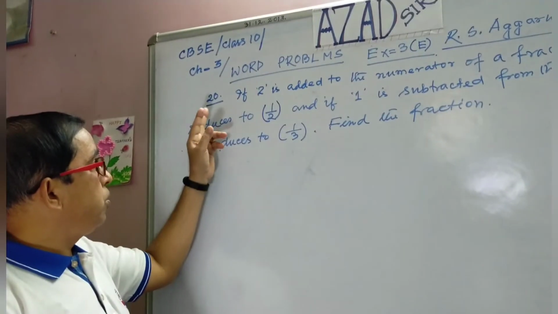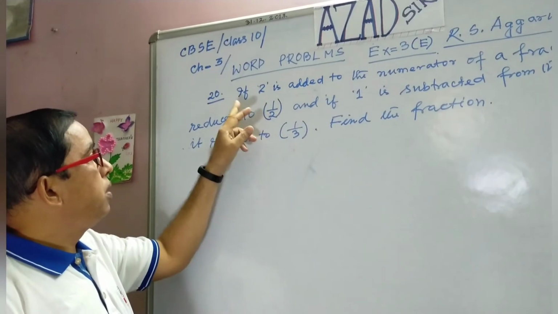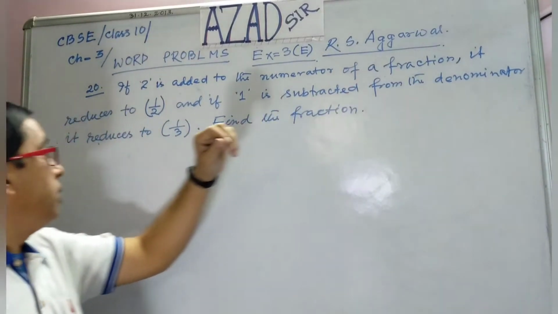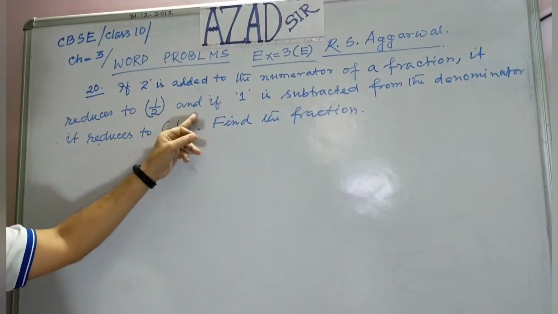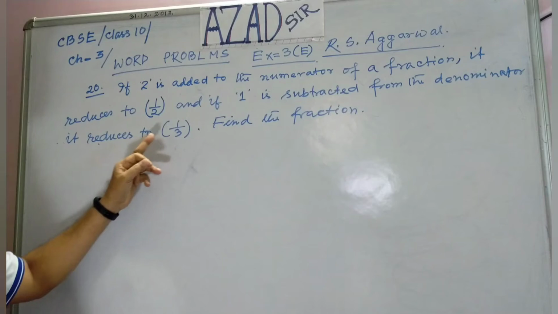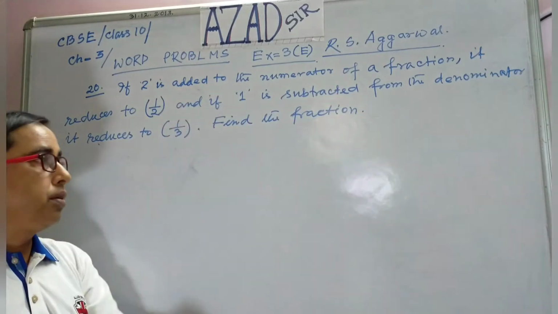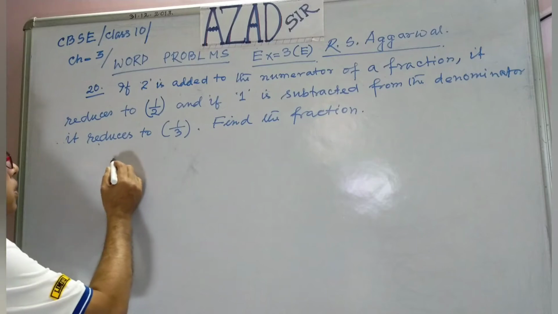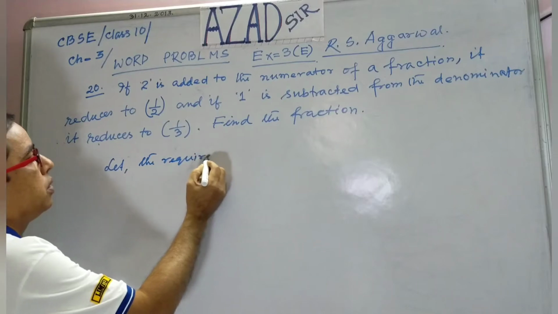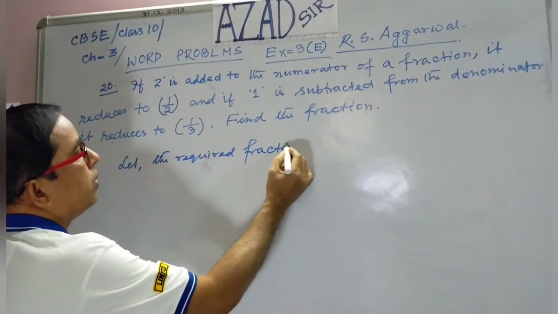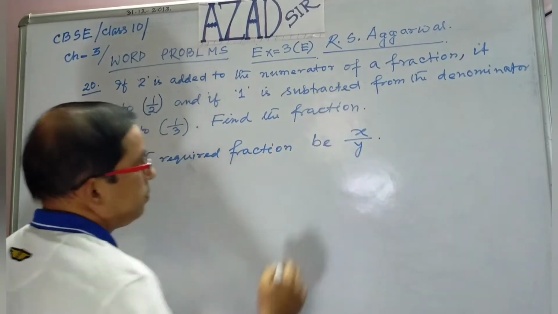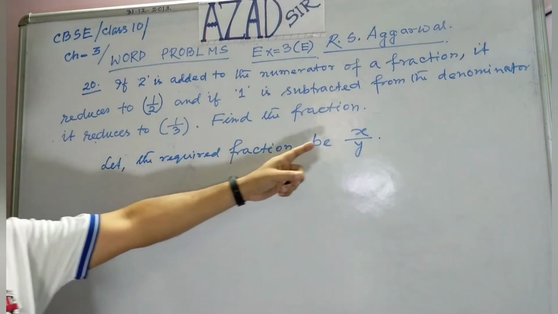the problem number 20 is given like this: if 2 is added to the numerator of a fraction, it reduces to half, and if 1 is subtracted from the denominator, it reduces to 1 by 3. Find the fraction. I am writing the first line. You have to write, let the required fraction be x by y. I have taken the fraction as x by y.